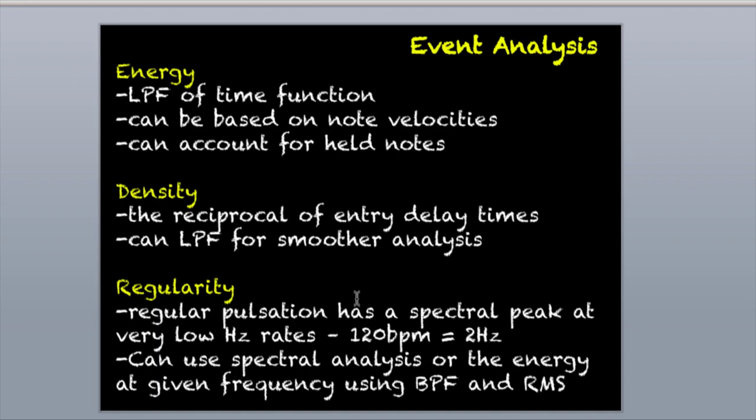we will look at this separately because it's a different technique, right? So in terms of energy, we're looking at low-pass filtering the signal, so we'll look at that. In terms of density, we're looking at the reciprocal of entry delay times. So we're looking at how much time there has been since the previous event. And the reciprocal means 1 over that value. So the shorter the time between successive events, the higher the density. Okay. And then you will see how low-pass filtering is useful here as well, because it is a signal smoothing process.